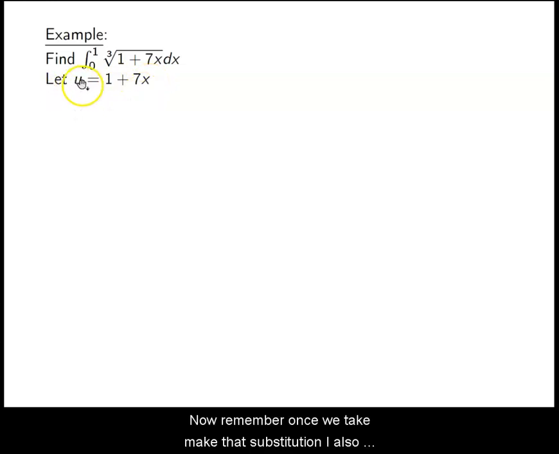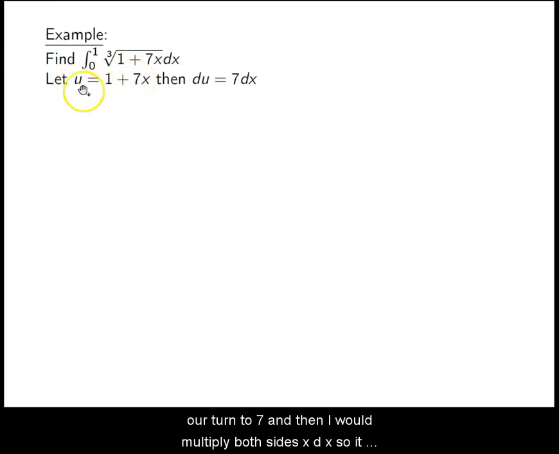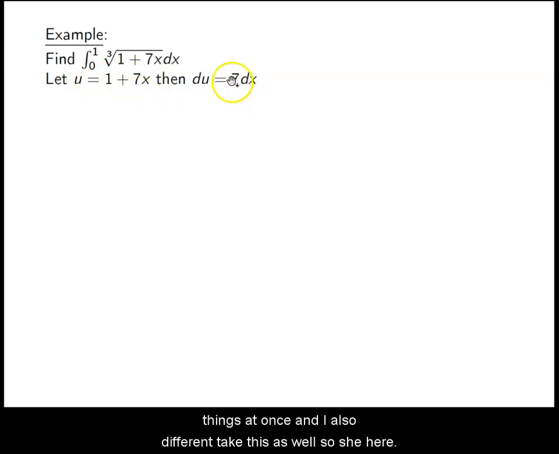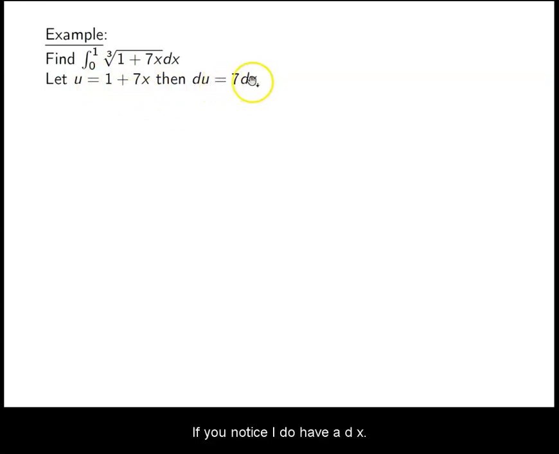Now remember, once we make that substitution, I also have to differentiate this. So I will differentiate with respect to x, so this becomes du dx. This just gets differentiated, so it turns into 7. And then I would multiply both sides times dx, so it will look like this. Normally I just write du and then put a dx on the other side, because I'm doing two things at once and differentiating as well. Okay, so here if you notice, I do have a dx.